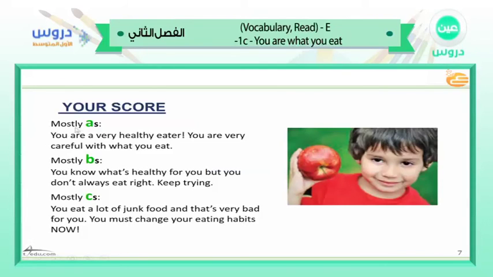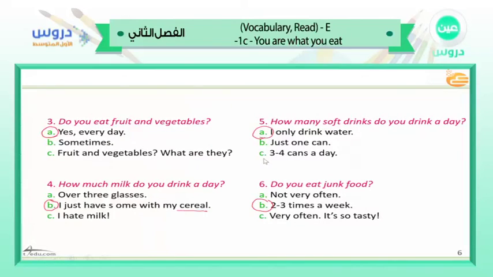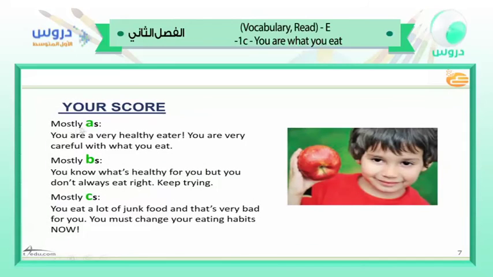Very nice. Excellent. So when I say mostly A's, that means most of them A. For each question we have A, B, C. So if most of them are A, you are a very healthy eater. You are very careful with what you eat. If it's mostly B's, when I say B's, I mean B letters. Many B letters. Okay, more than one B letter.